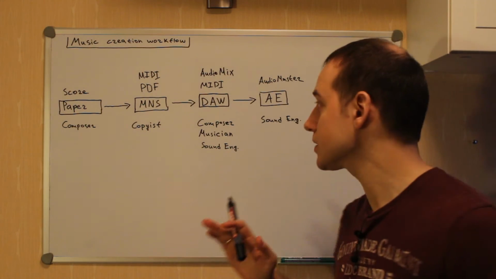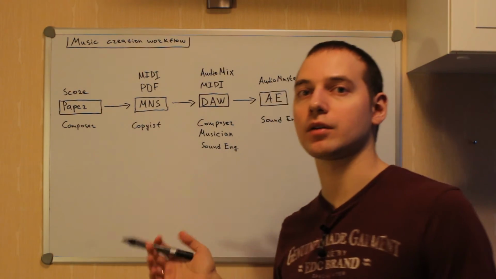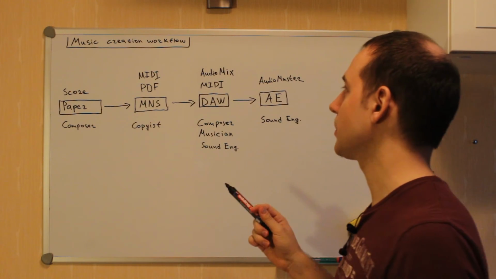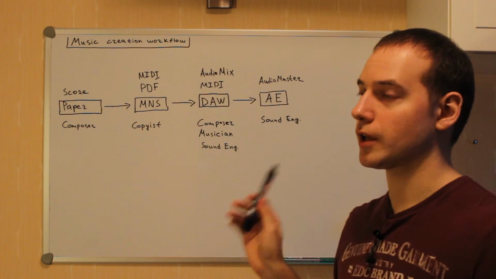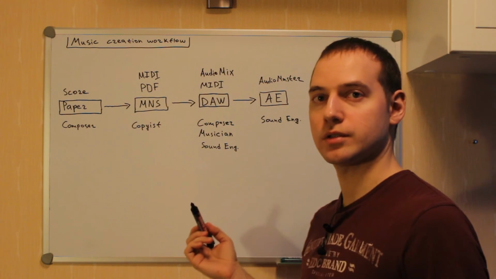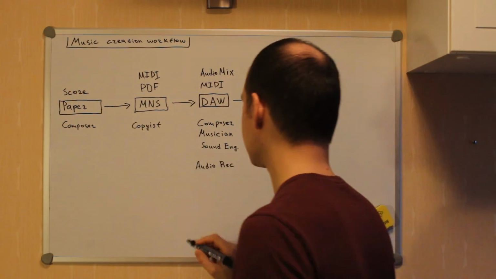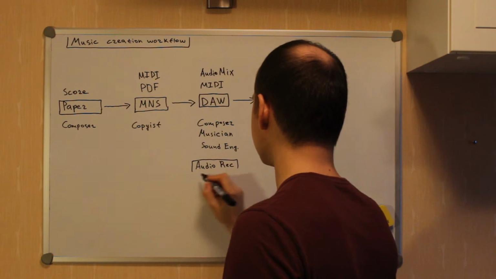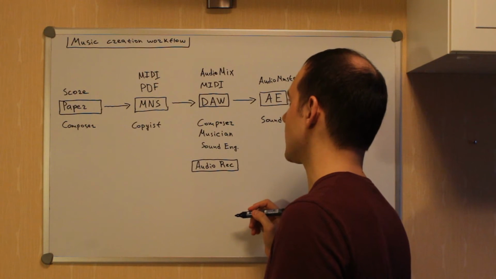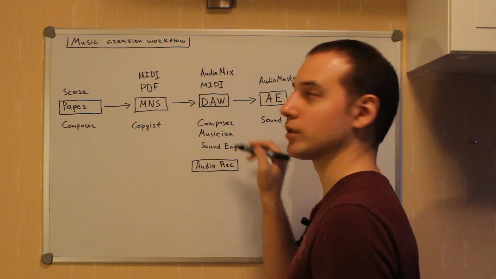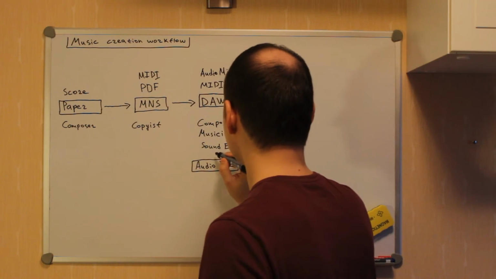Okay, now is the music notation software the only source for the information, for the notes that come into the digital audio workstation? Of course not. You can also record some instruments. So this will be audio recording. This audio recording can be done in some different studio, on some different audio workstation, or it can be done on the same audio workstation. Then it will be just a part of the functions of this audio workstation.